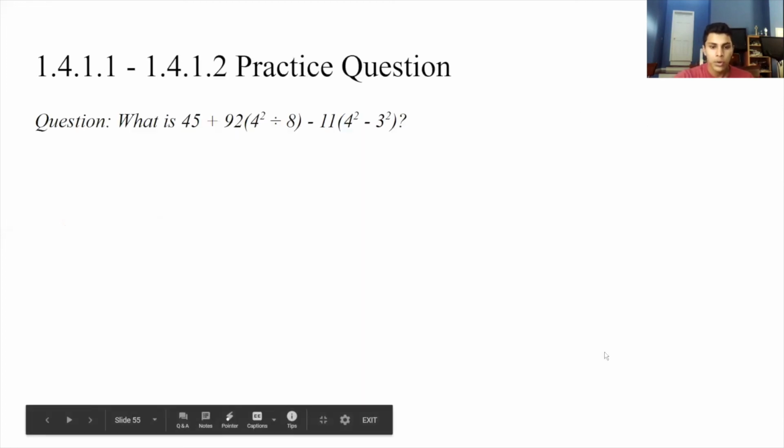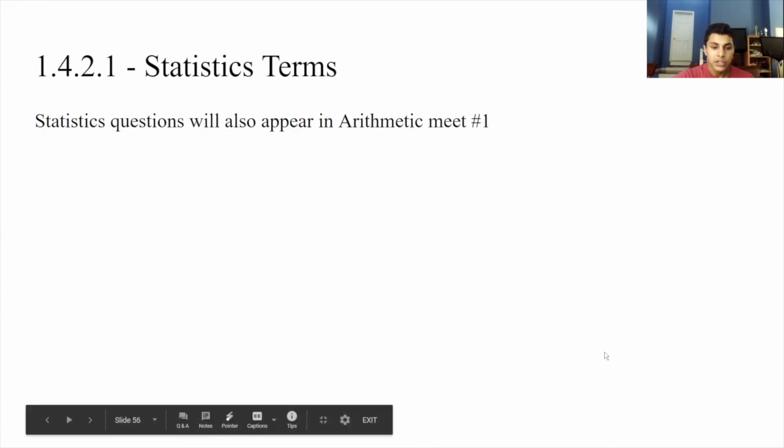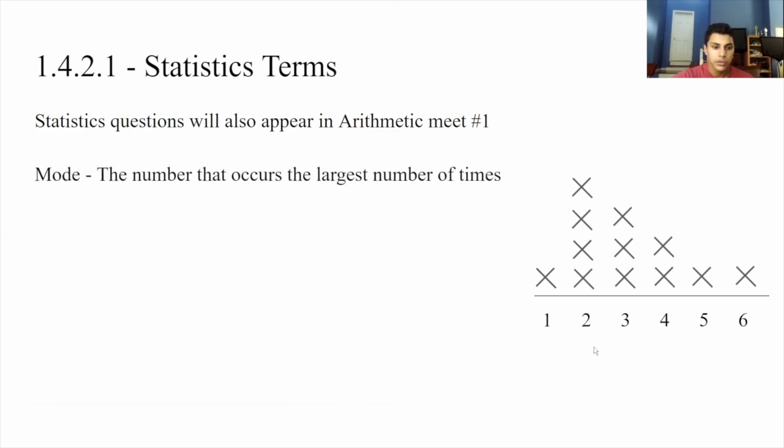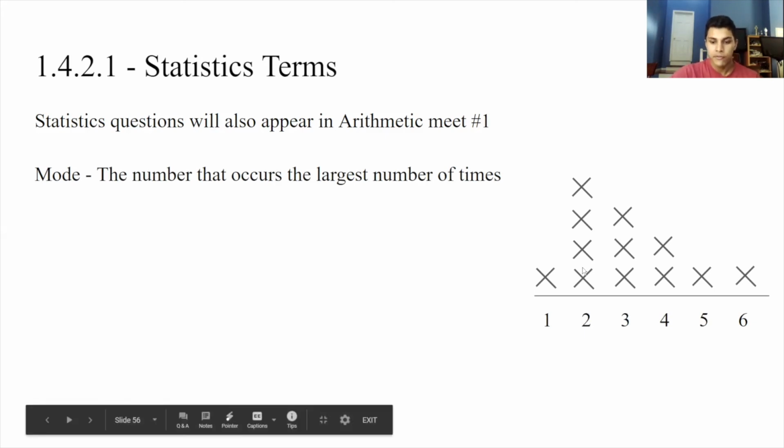And then to go over the order of operations, we did a practice question where we got the answer as 152. Then we talked a little bit about statistics, which is the other thing we need to know for Arithmetic Meet 1, and used this set of data to demonstrate the terms. The first was mode, which was the number that occurs the largest number of times in a set of data. So for this set of data, it's 2 because we have four 2s in it. So our mode would be 2.